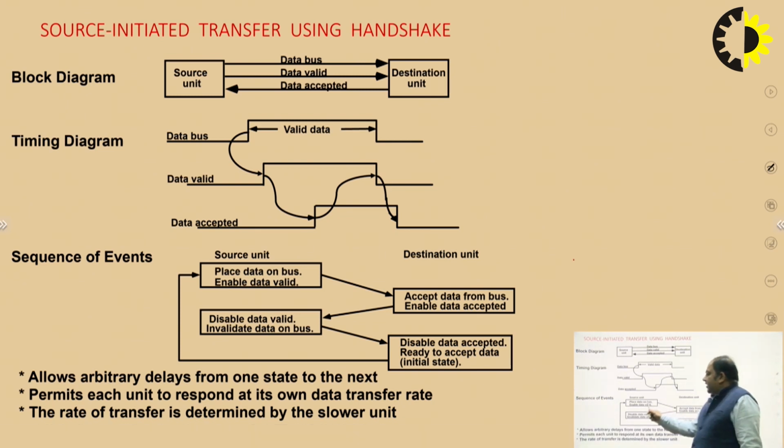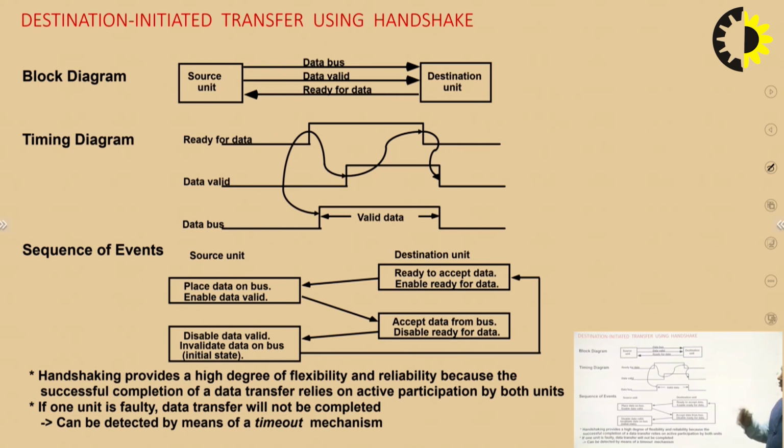First, the source places the data on the bus and enables the data valid bit. Then, after the data valid bit is enabled, the destination unit accepts the data from the bus and enables the bit that says the destination has accepted the data. After that, the source disables the data valid bit, and the destination disables the data accepted bit, and now it is ready to accept another data. In the same way the cycle goes on. That is the source initiated transfer.